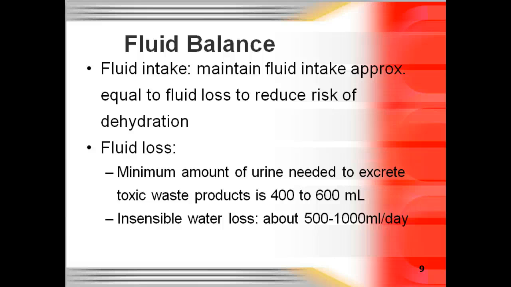Insensible water loss is about 500 to 1,000 milliliters per day. So you want to think about it like that. The minimum amount of urine needed to excrete toxic waste products is 400 to 600 milliliters per day. Normally, remember how we have always discussed a person putting out a minimum of 30 milliliters in an hour period of time. Well, if you do the math, 400 to 600 milliliters is probably right about what a person would need. And then as far as insensible water loss, like through sweat and that type of thing, it is anywhere between 500 to 1,000 milliliters a day.